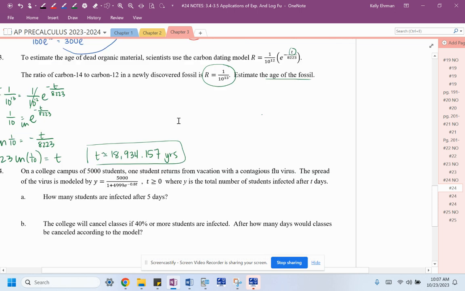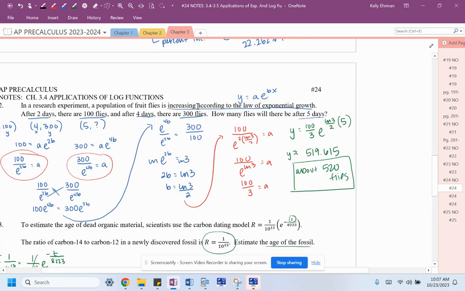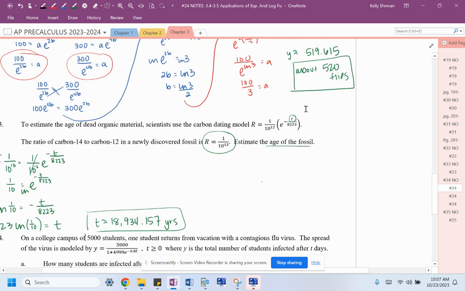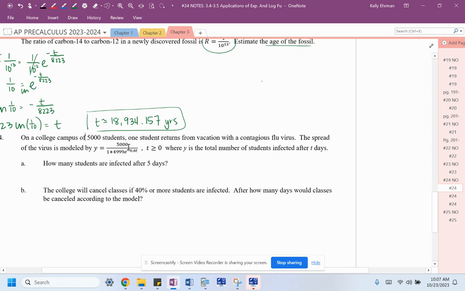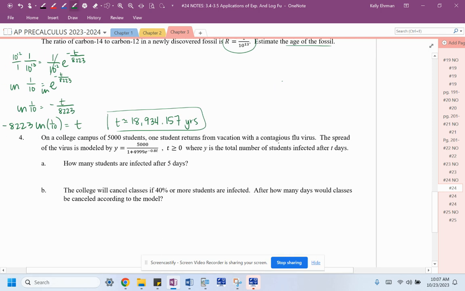Okay, and then our last model. So far we've done exponential growth. This was exponential decay. You had a negative exponent here. On a college campus of 5,000 students, one student returns from vacation with a contagious flu virus. The spread of the virus is modeled by this. This is that logistic growth equation for t values greater than or equal to 0, where y is the total number of students infected after t days.